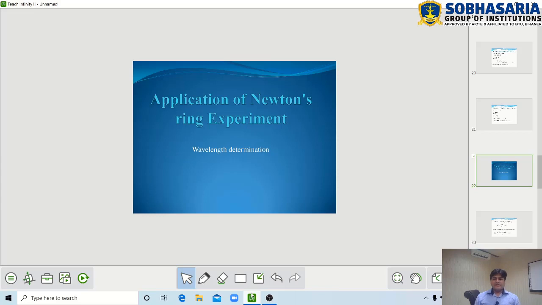Today, we discuss the application of the Newton's ring experiment. By the Newton's ring experiment, we find out the wavelength of the incident light and the refractive index of the transparent liquid. So first of all, we discuss how we find out the wavelength of the light by the Newton's ring experiment.